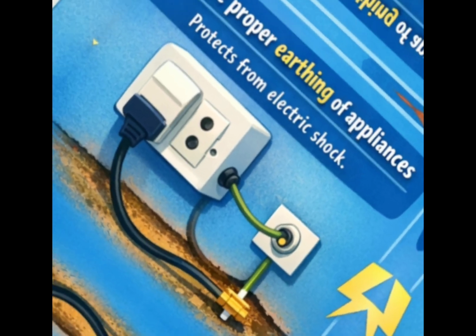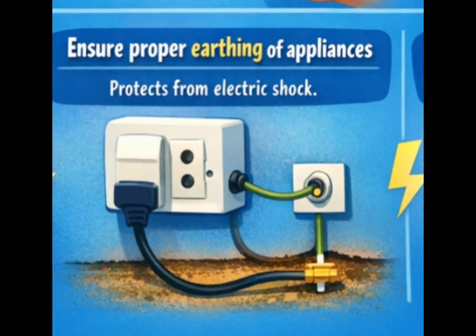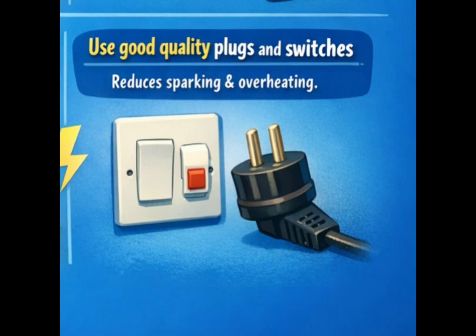Next point, ensure proper earthing of the electrical appliances. You know about earthing. So what does it do? Earthing provides a safe path for extra current to flow into the ground and protects us from electrical shock. Finally, always switch off the main power supply before repairing or handling any electrical appliance. This ensures complete safety while working with electricity.